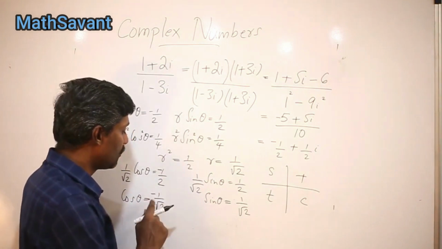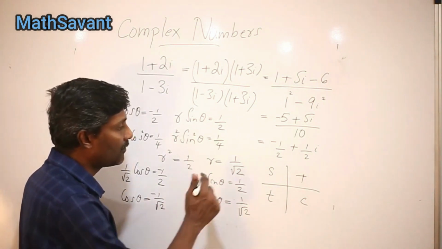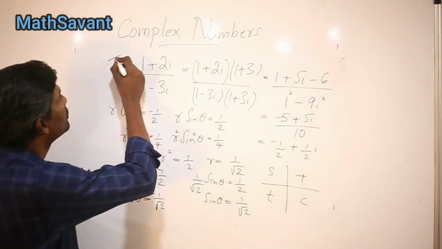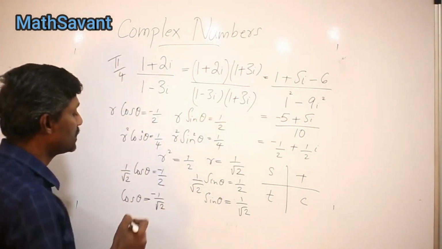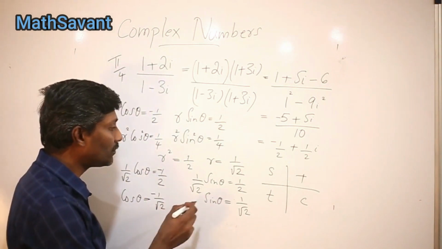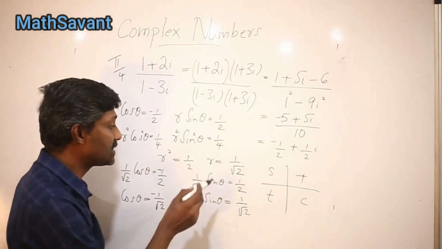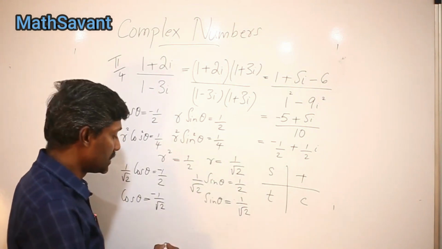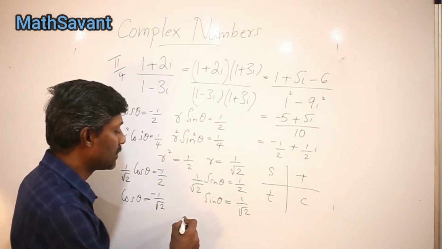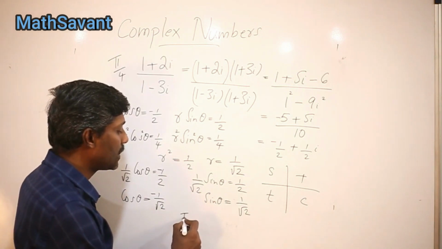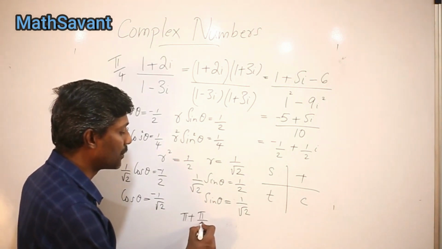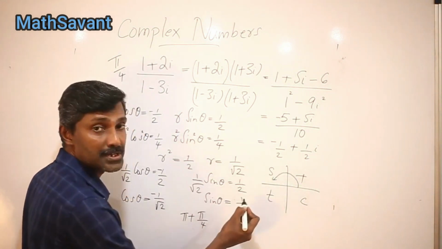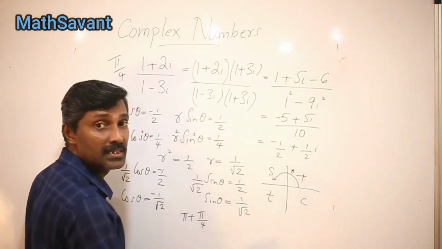Okay. So for 1 by root 2, we already know the angle is pi by 4. It is pi by 4. Right? And we identified that the angle lies in the second quadrant because cos is negative, sin is positive. Okay, so our angle is pi plus pi by 4 because this is how we measure the angle in the anti-clockwise direction. This is the direction of theta, right?